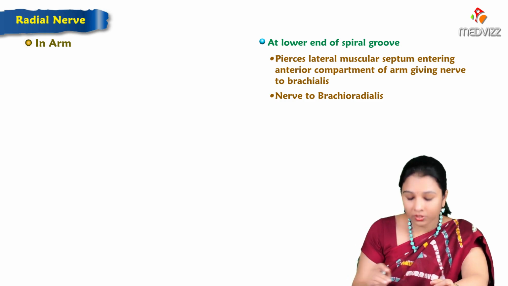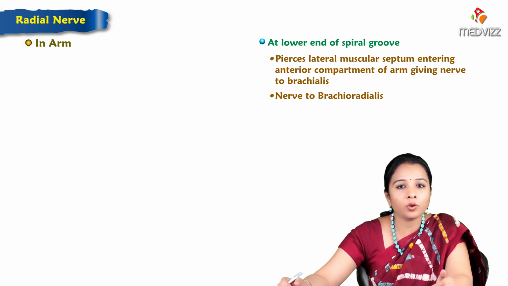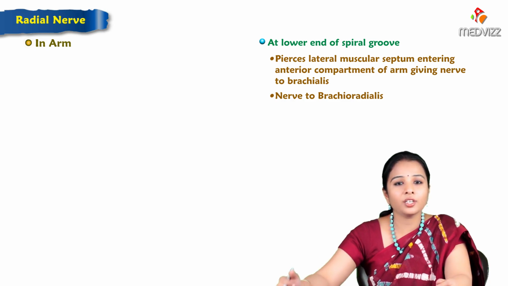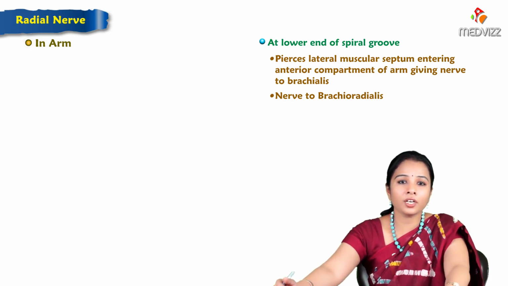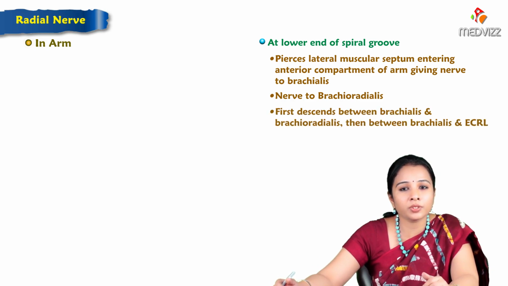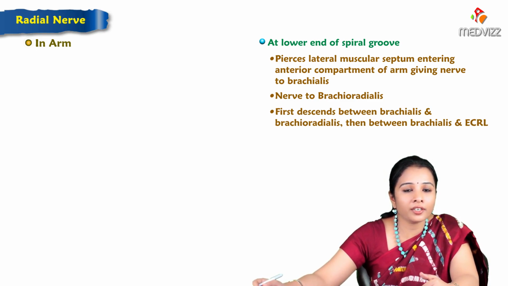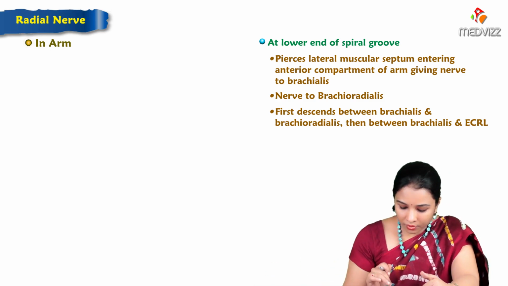Brachioradialis, which is also supplied by the radial nerve, is given about 3 fingers breadth above the lateral epicondyle. Just 3 fingers above the lateral epicondyle, nerve to brachioradialis is given. Here it first descends between the brachialis and brachioradialis, and then between the brachialis and extensor carpi radialis longus before entering into the cubital fossa.